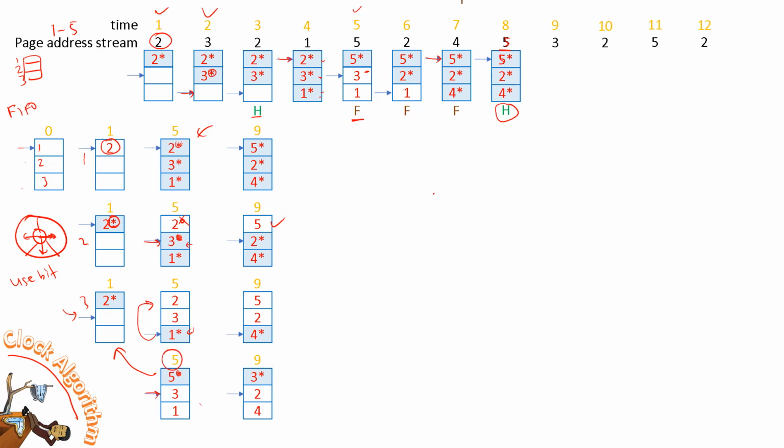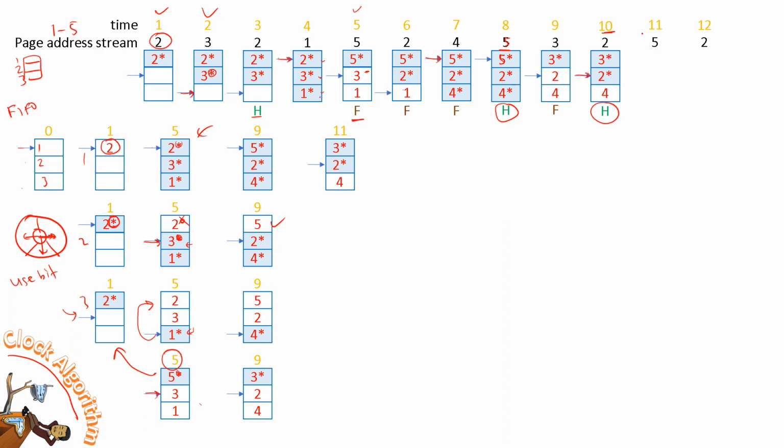Then you update here, this one is a fault, so 3, and the rest of the use bits are 0. Let's move on to time equal to 10. What happened here is you have a hit. The pointer is in the middle, and the request is also 2, so you don't move the pointer. Just set this use bit to 1. So you have a hit here, then move to the next one.